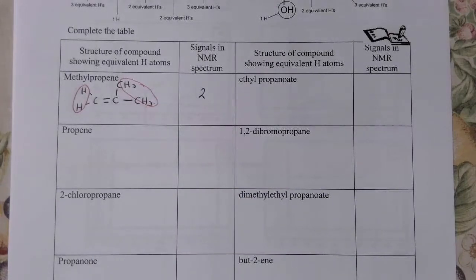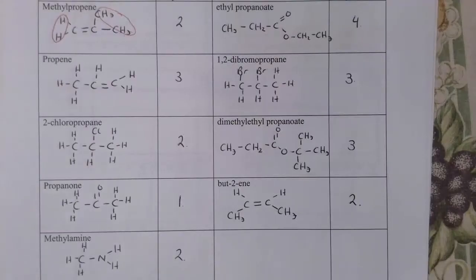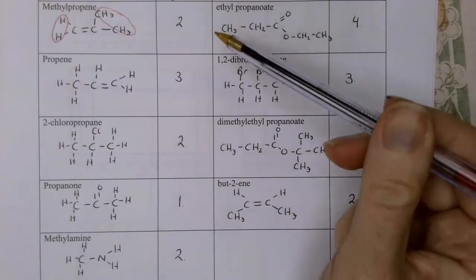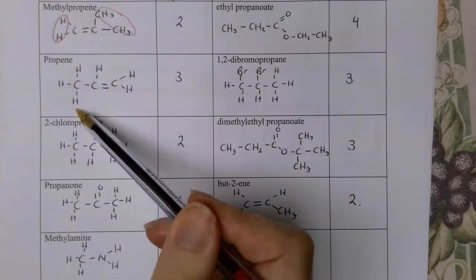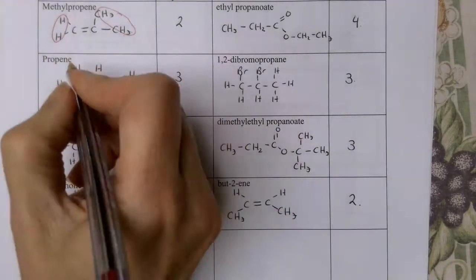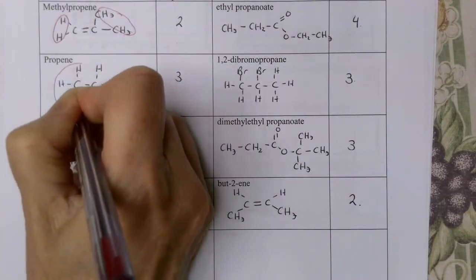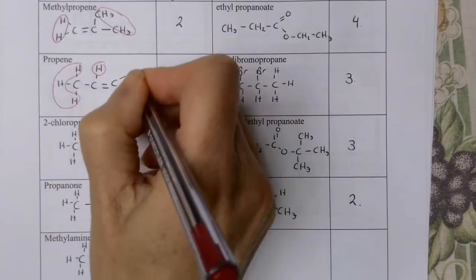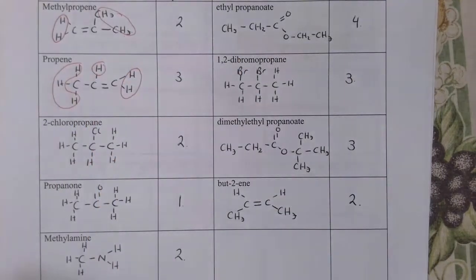So what I'd like you to do now is to pause the video and have a go at the rest of them on that page. Okay, so that's the page done out for you. So just going through them very quickly. Propene, where I've got 3 different hydrogen environments. That is 1, 2, 3 environments.